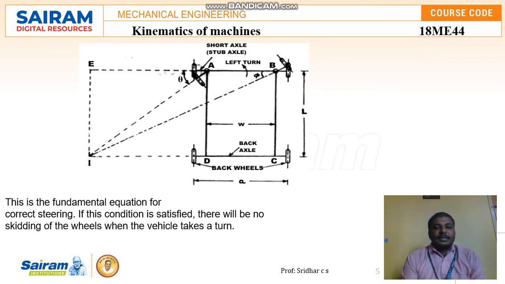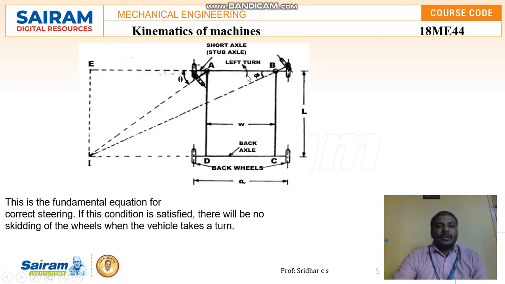This is a normal steering system, where you can see both back wheels are connected with the same axle. C and D, and A and B, are the front wheels, where each wheel is connected with a separate axle. L is the length and W is the distance between the wheels.